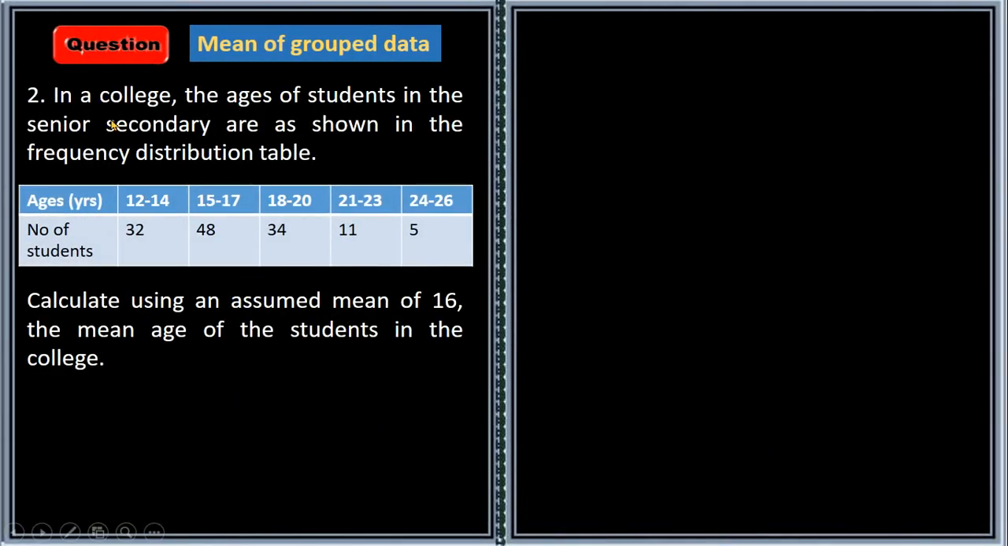Question number 2. In a college, the ages of students in the senior secondary are as shown in the frequency distribution table. Calculate, using an assumed mean of 16, the mean age of the students in the college. Let's see how to solve these questions together now.